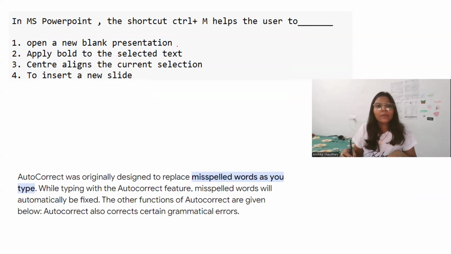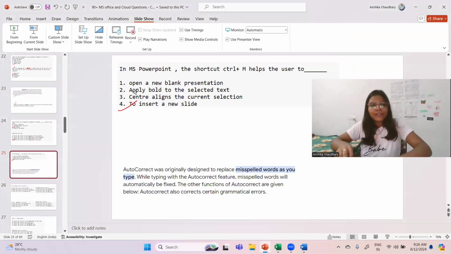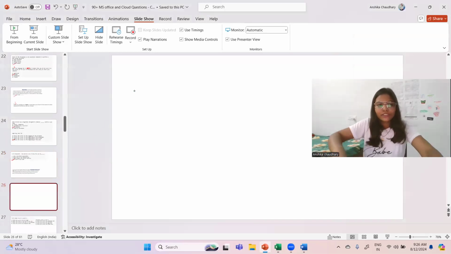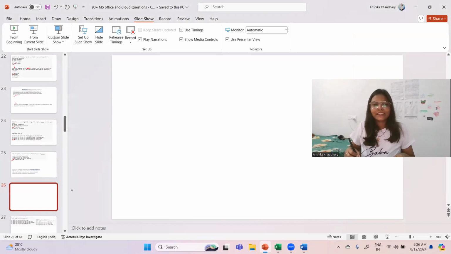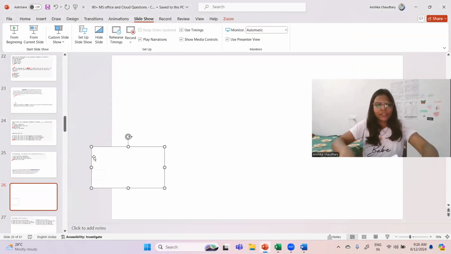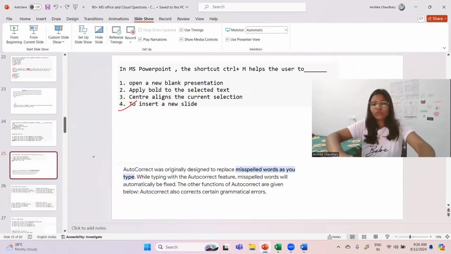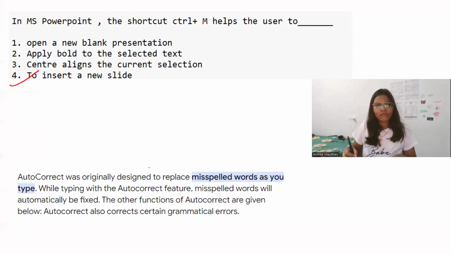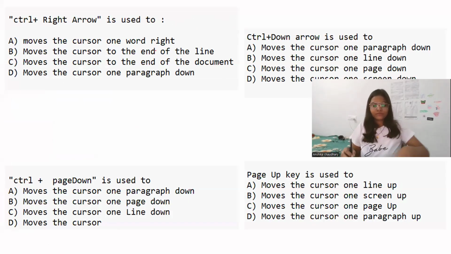The next is, in MS PowerPoint, the shortcut Control plus M helps the user to insert a new slide. How? Let me show you in my PowerPoint. If I press Control plus M, you see that a new slide is added. Just a minute, let me press Control plus Z. I don't want to add any slide as of now. Control plus M is used for inserting a new slide. And this is the explanation about misspelled words as you type, autocorrect, right? Let's move on to the next question.